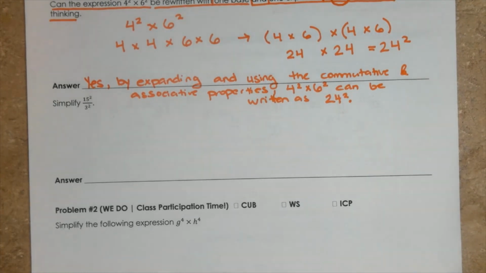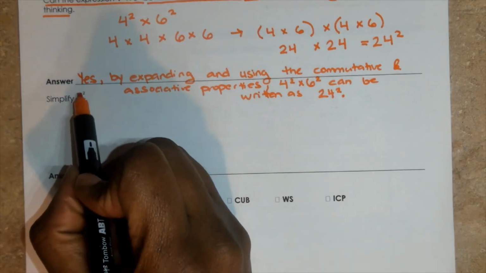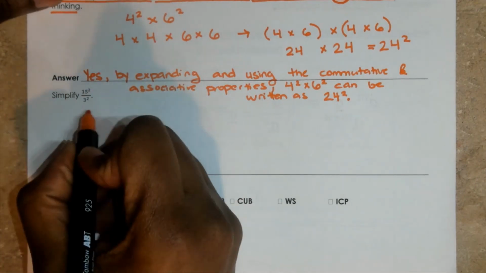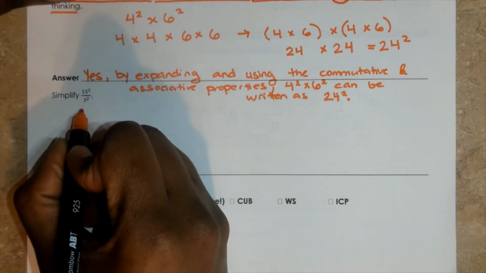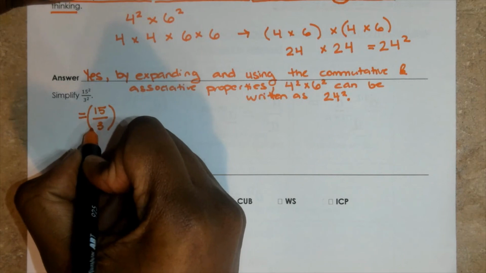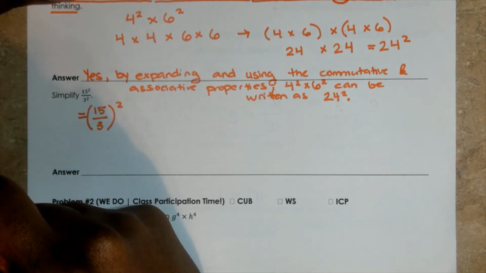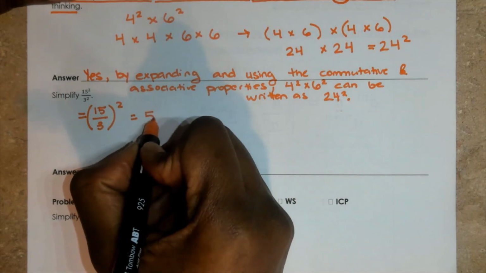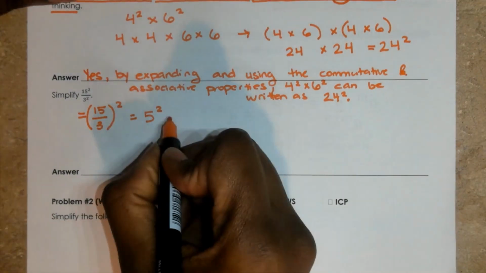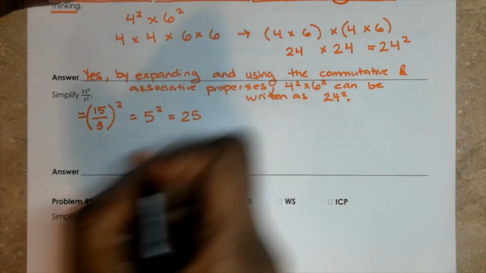It says simplify 15 to the second power divided by 3 to the second power. So we are looking at a quotient here. We see that there are two different bases, but the same exponent. So using the quotient of powers property, what I can do is I can say that this is equal to 15 over 3 to the second power, which is equal to 5 to the second power, because 15 divided by 3 is 5, and 5 to the second power is 25.